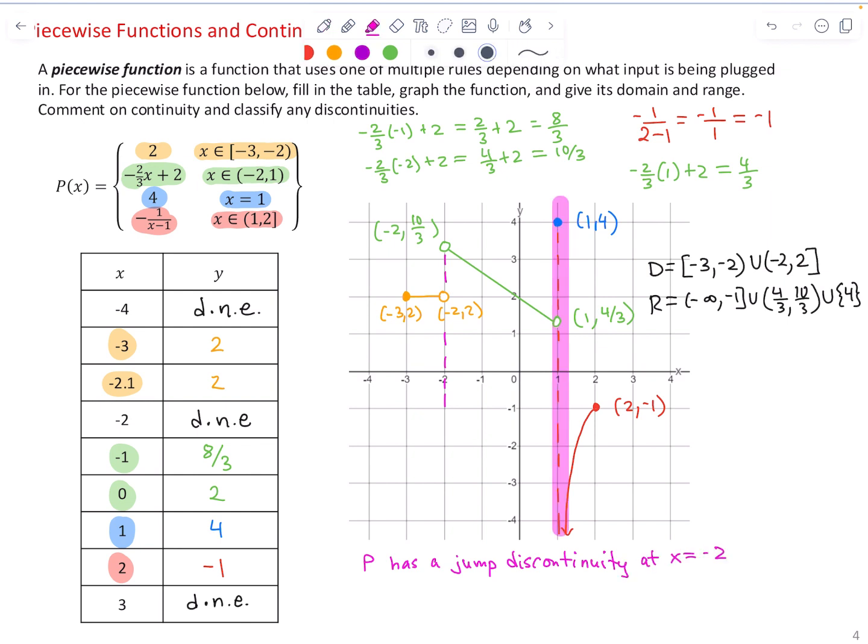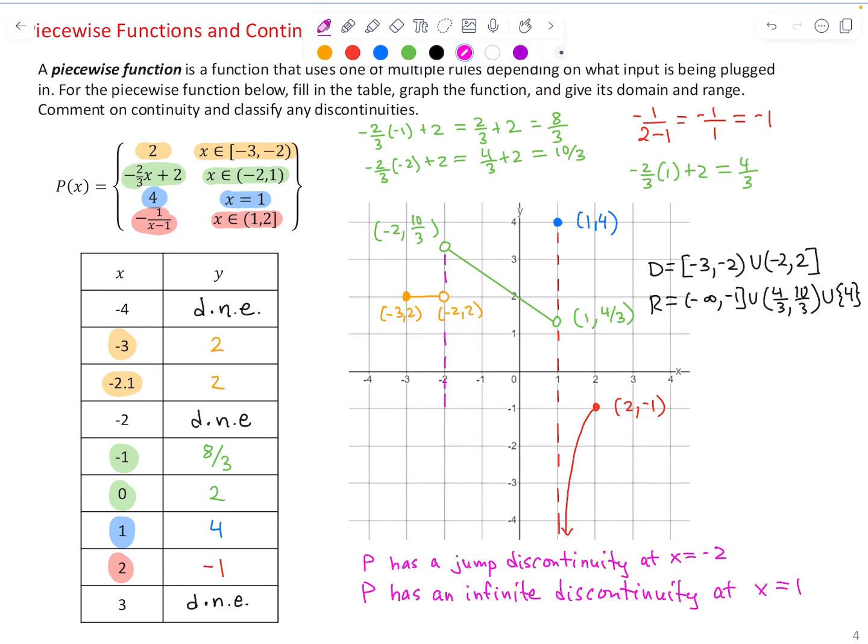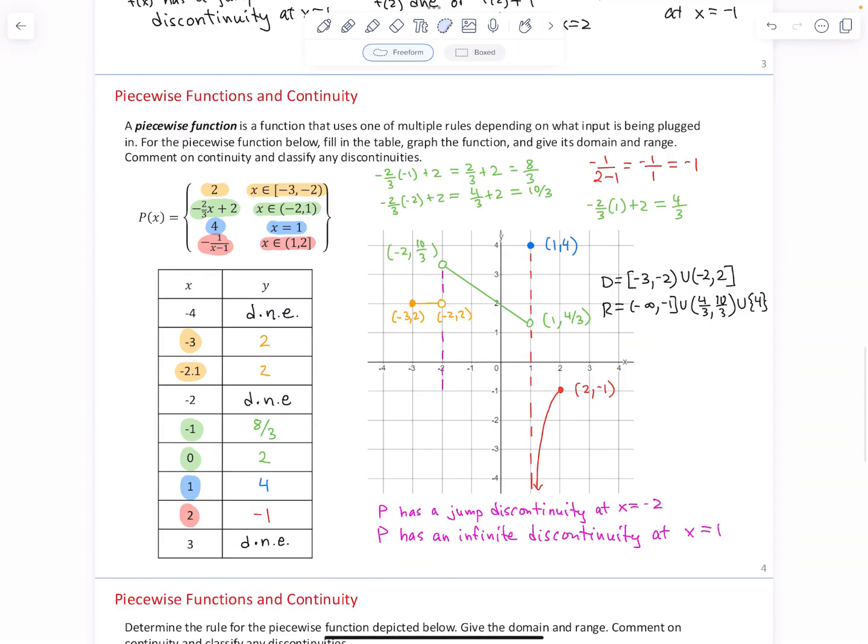Now we have another discontinuity when x is 1. But notice on the right side of x equals 1, we have a function approaching negative infinity. So because on one side of this x value we have y-coordinates approaching either positive or negative infinity, we call this one an infinite discontinuity at this location. So P has an infinite discontinuity at x equals 1. Okay, next page.